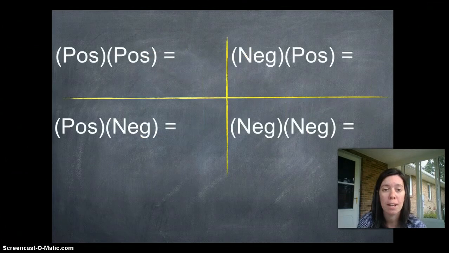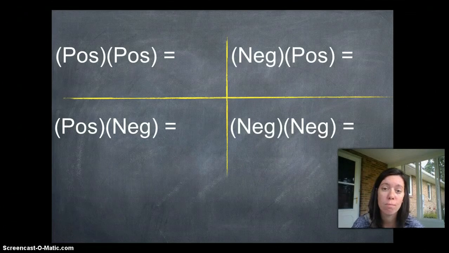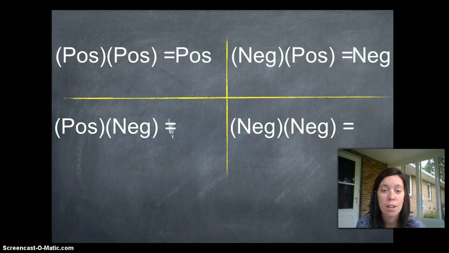So when we're multiplying, you could multiply 2 positives, 2 negatives, or a negative and a positive together. And the sign of your answer will change depending on which one of these you're doing. So if it's 2 positives multiplied together, you're going to get a positive answer. A negative and a positive will give you a negative answer no matter which one comes first. And 2 negatives make a positive.